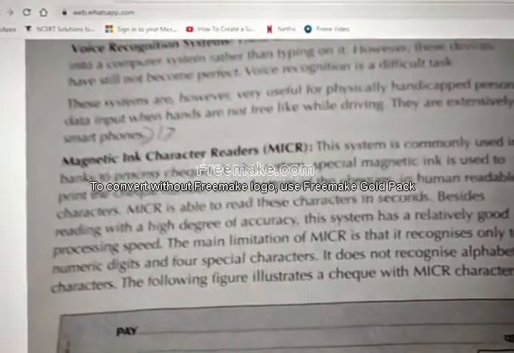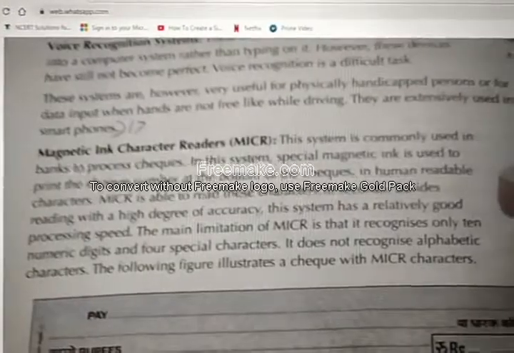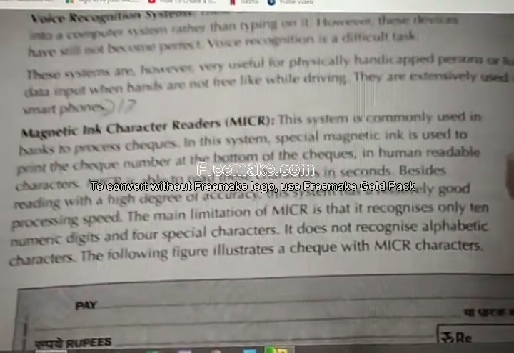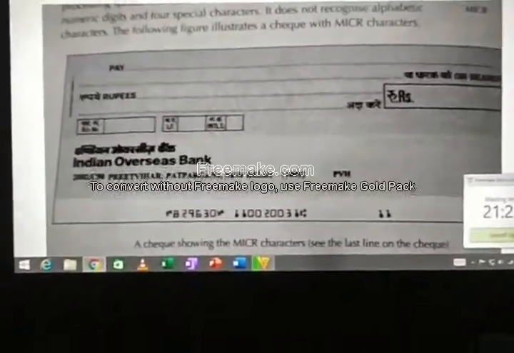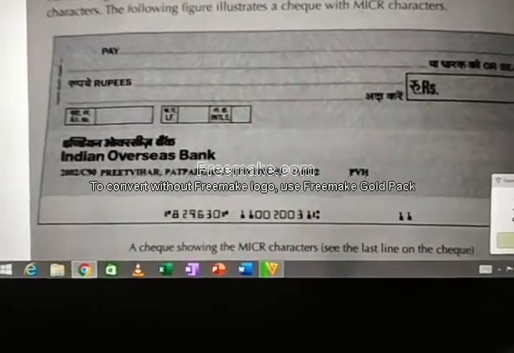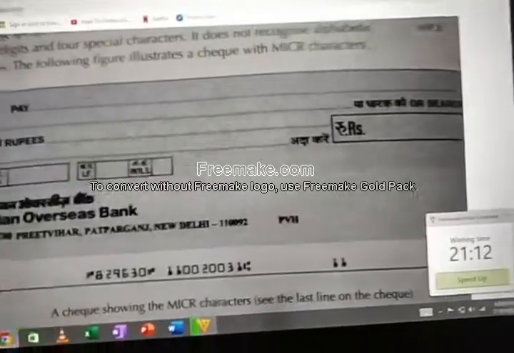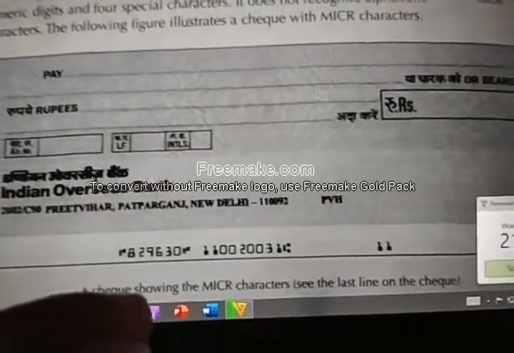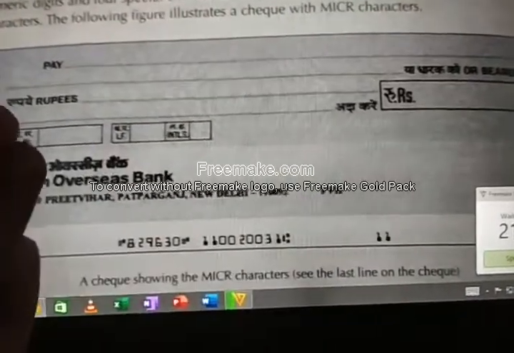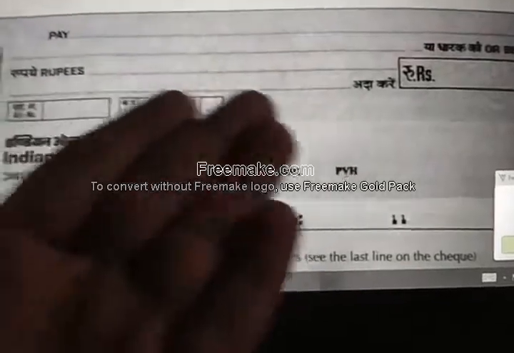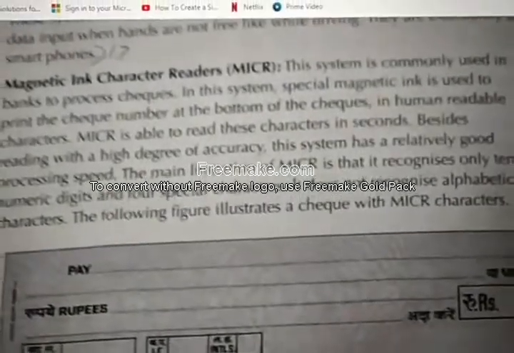Next, magnetic ink character reader, MICR. This is also an input device because it scans the input which is on this checkbook. This is a check leaf, right? Here you will fill in how much money you want, then sign it and give it to the bank. The bank will read these codes and give the required money, the rupee amount that you have written there.